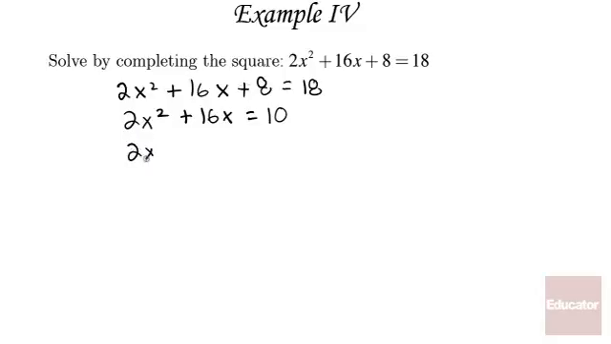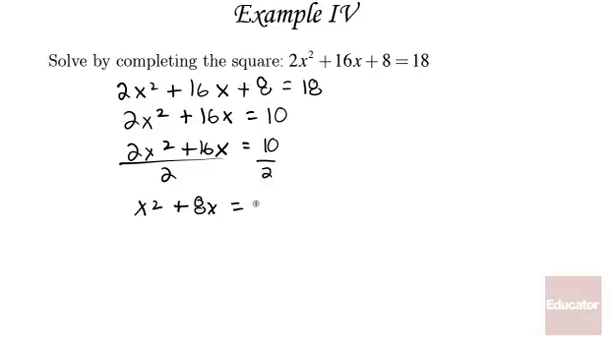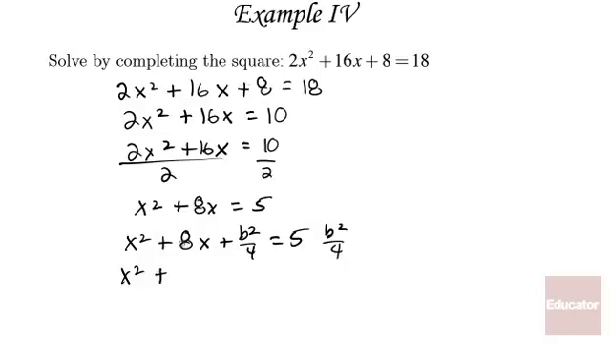Next, divide by 2. So I'm just going to go ahead and divide everything by 2. And that's going to give me x squared plus 8x equals 5. Okay, now I can go ahead and complete the square by adding b squared over 4 to both sides. And in this case, b equals 8. So that's going to give me 8 squared over 4.